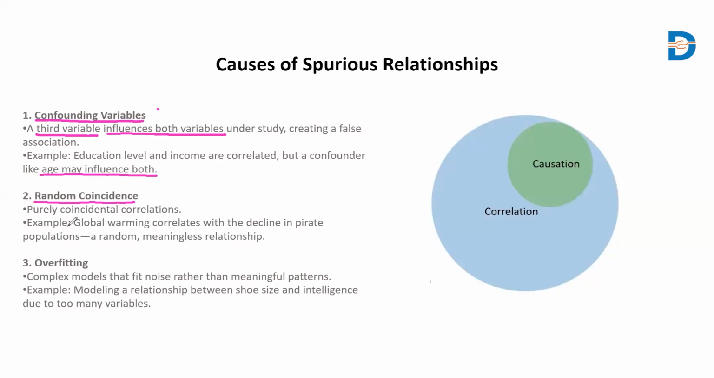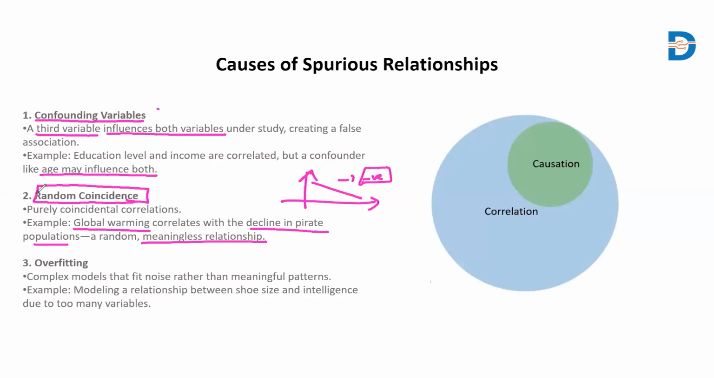For example, global warming correlates with a decline in the pirate population. But do you think there is a meaningful relationship between them, the rise of global warming and the decline in the pirate population? There is no meaningful relationship, right? So sometimes it may occur due to random coincidence. Global warming was increasing during that period, and at that time there was a decline in the pirate population, so there will be a strong negative correlation. They may occur at the same time, but when we find the correlation, it implies they are highly negatively correlated. But that's a meaningless relationship, right? So this is our second reason.